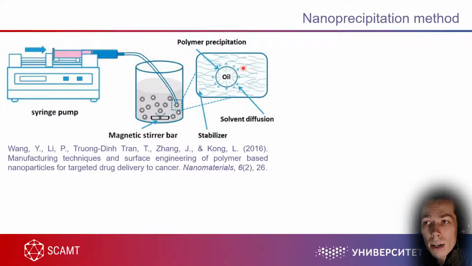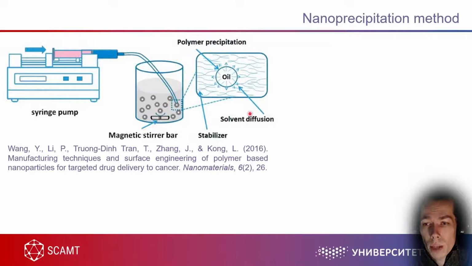First one is the nanoprecipitation method. The nanoprecipitation method was developed maybe 40 years ago, I think around 1989. For now, the nanoprecipitation method is used to produce a lot of different types of particles, and this method is not very difficult to understand, but still, why is it nano and precipitation?